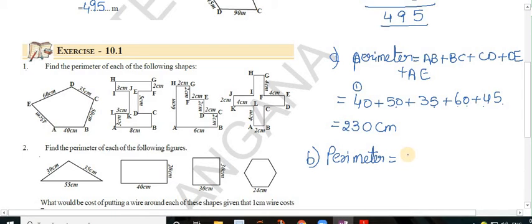And now coming to the perimeter of B. If you observe here, the measurements are not given very clearly for each and every side. Each and every measurement is not given here. So the opposite sides are going to be the same. So we will consider that the opposite sides are going to be the same.